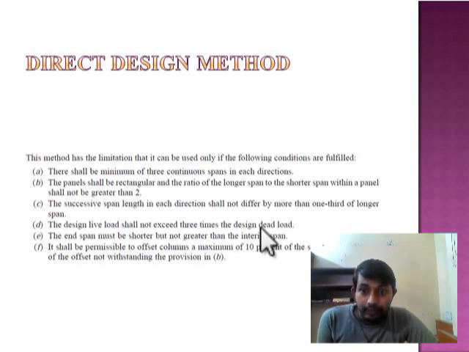Direct design method. This method has limitations; it can only be used if the following conditions are fulfilled. First, there shall be a minimum of 3 continuous spans in each direction. The panels shall be rectangular, and the ratio of the longer span to the shorter span within a panel should not be greater than 2. The successive span lengths in each direction shall not differ by more than 1/3 of the longer span.